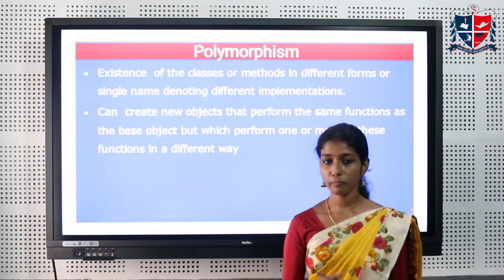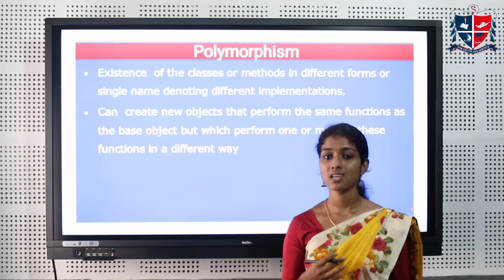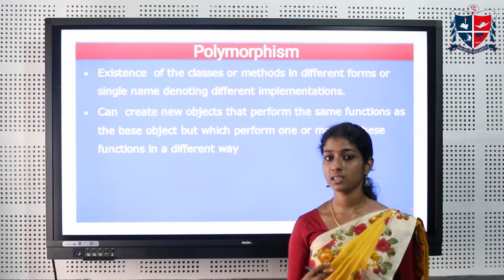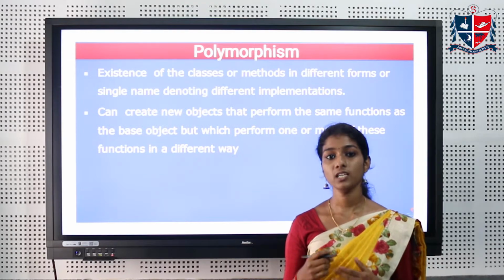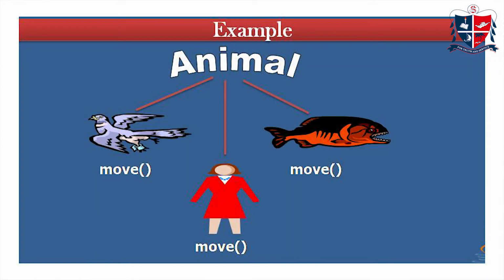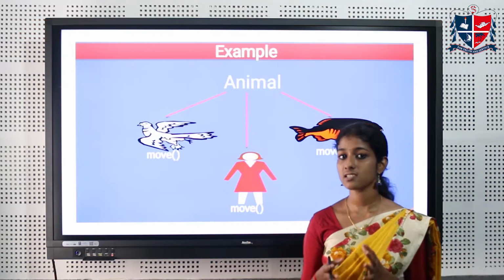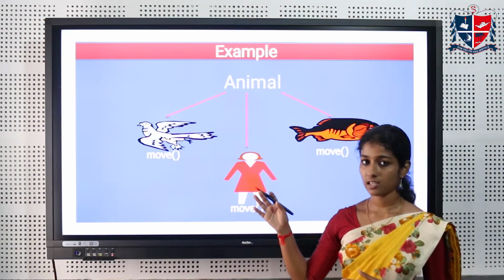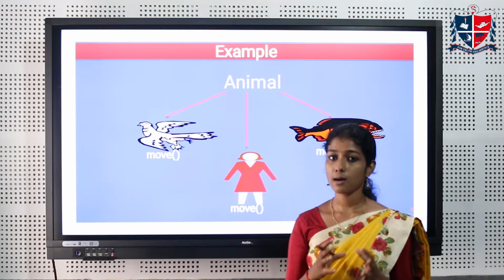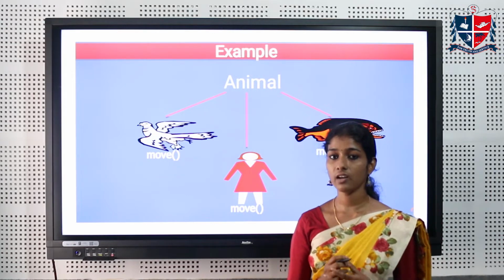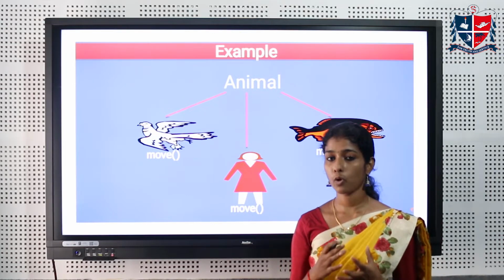So in the context of programming, polymorphism means existence of a class or method in different forms, or a single name denoting different implementations. So for example, when we consider the category of animals, there are different creatures that come under this particular category. For example, birds, human beings, fish, etc. come under a single category called animal. So this is what polymorphism is.